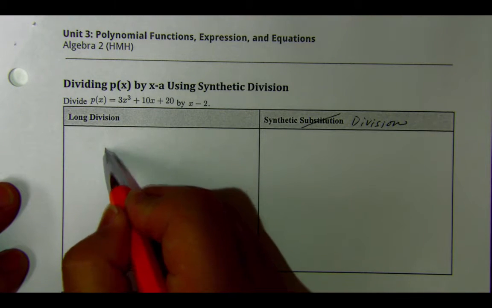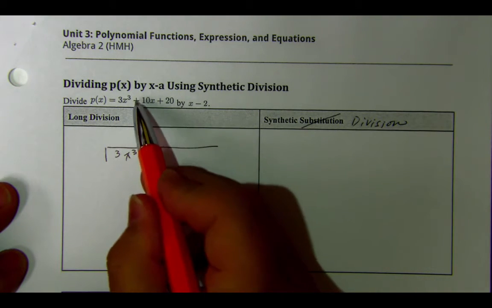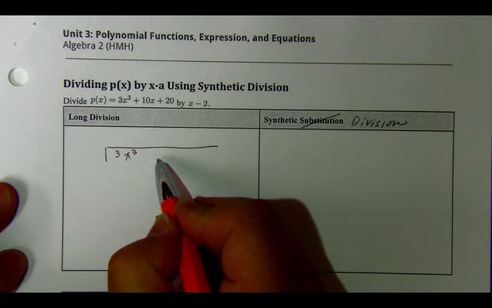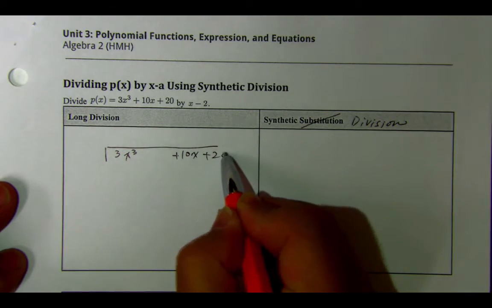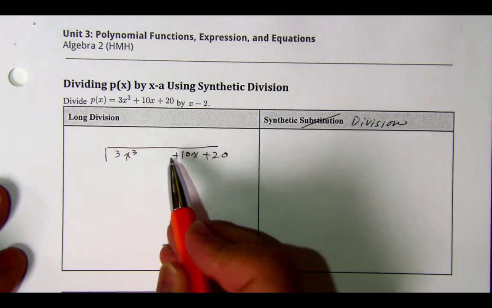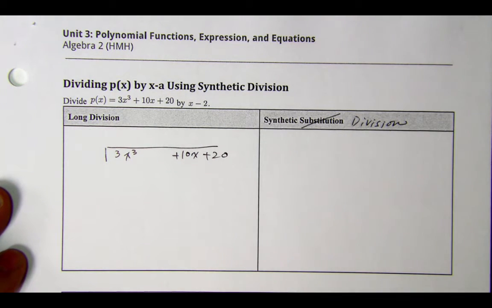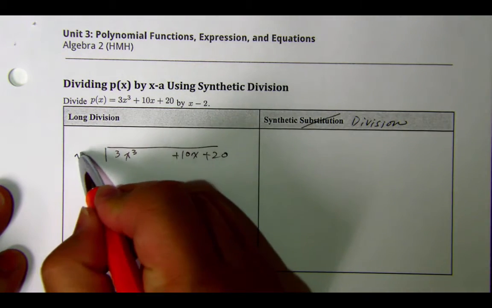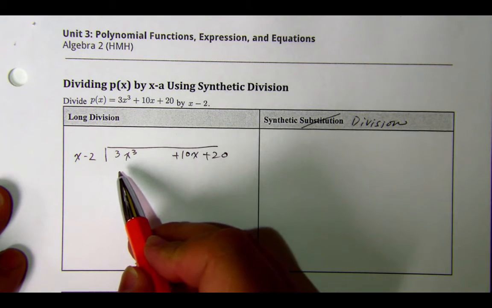So we have 3x cubed. We don't have any x squared, so you need to leave a space, right? Plus 10x plus 20. So this empty spot is a place where we would have had x squared. You could choose to put 0x squared if you like, but I am choosing not to. So in this case, x minus 2. If you're wondering why, I think it just looks cleaner. It's less clutter.